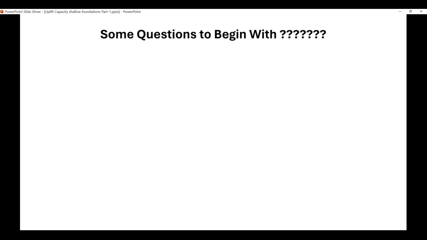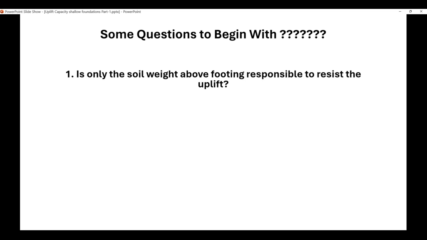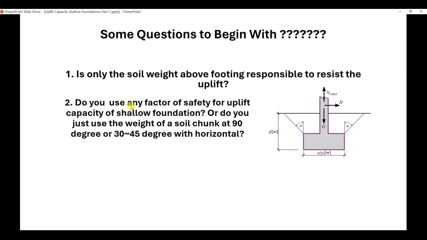So at first, let's start with some basic questions. The first question is, how do we usually measure the uplift capacity of a foundation? Young engineers tend to use only the soil above the footing. They don't use any friction or cohesion contribution from the soil at the failure interface. So is only the soil weight above the footing responsible to resist the uplift? This is the first question. What do you think about it? How do you do it?